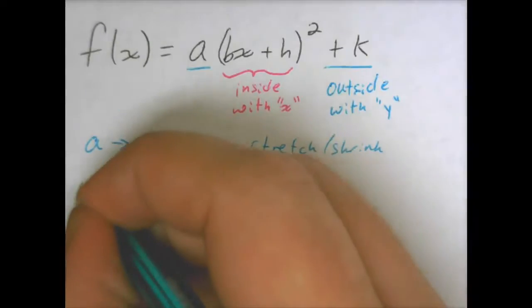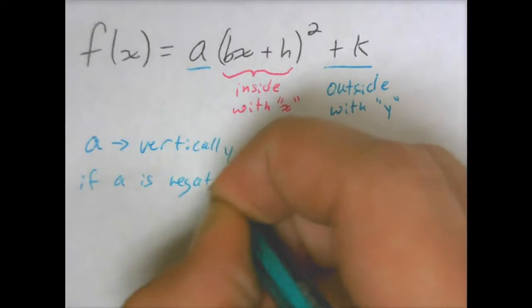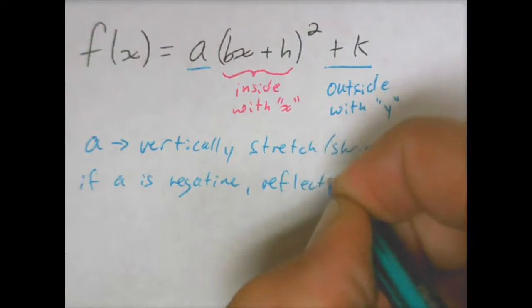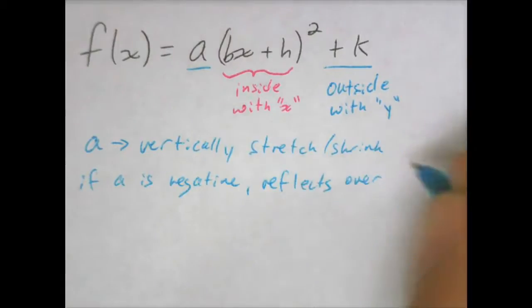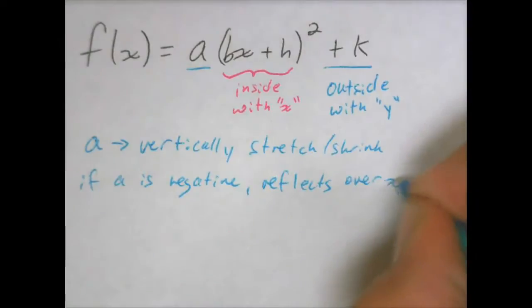If a is negative, it reflects it over the x-axis: take a positive y, make it a negative y.